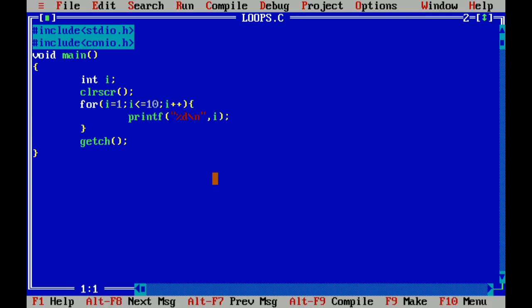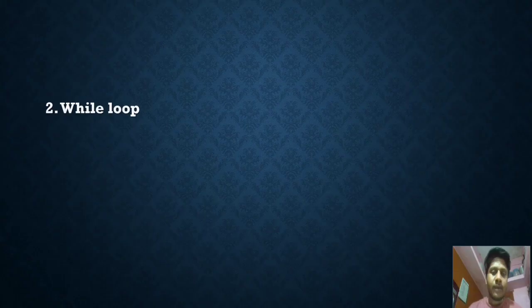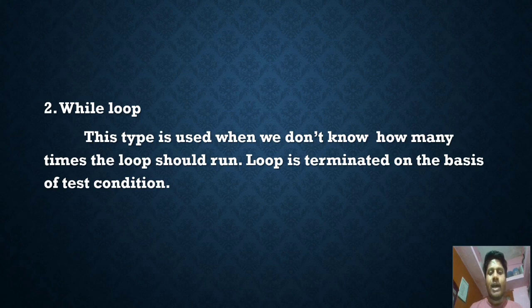Okay, let's go back to PPT and discuss about while loop. So the next loop is while loop. So while loop we are going to use when we don't know how many times the loop should run. For loop we are using when we know how many times the loop should run. So how the loop will terminate? So the loop is completely dependent on the condition. Clearly understood? Okay.